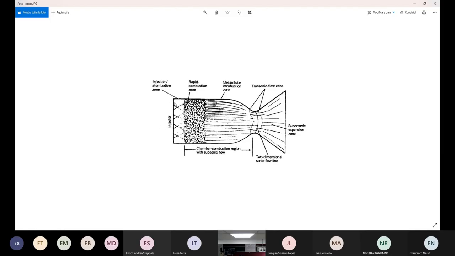Also here you can see that we have an injector part, a red combustion zone, a stream tube combustion zone, according to this. So we identify different parts of our thrust chamber. In the first part, we have a region where we meter our propellants, we inject them in the combustion chamber, and we make them react.